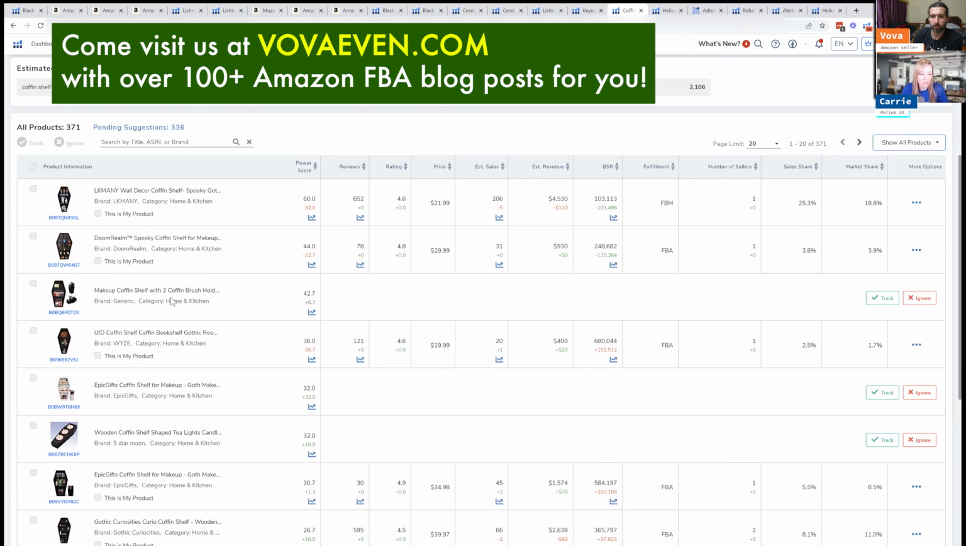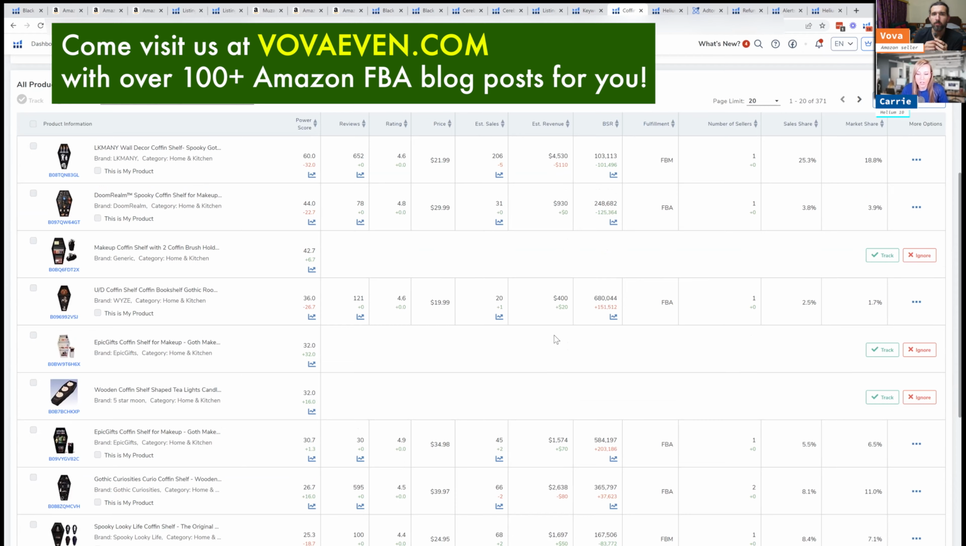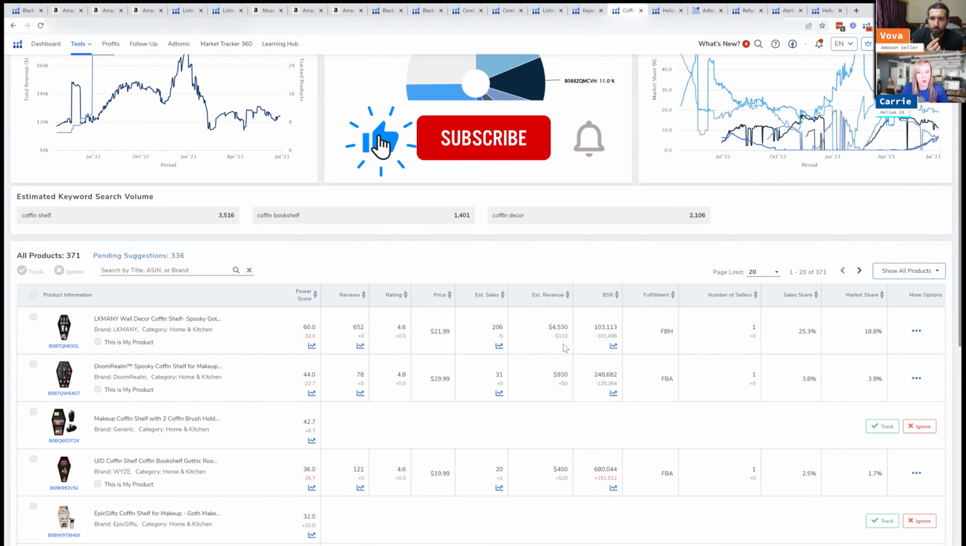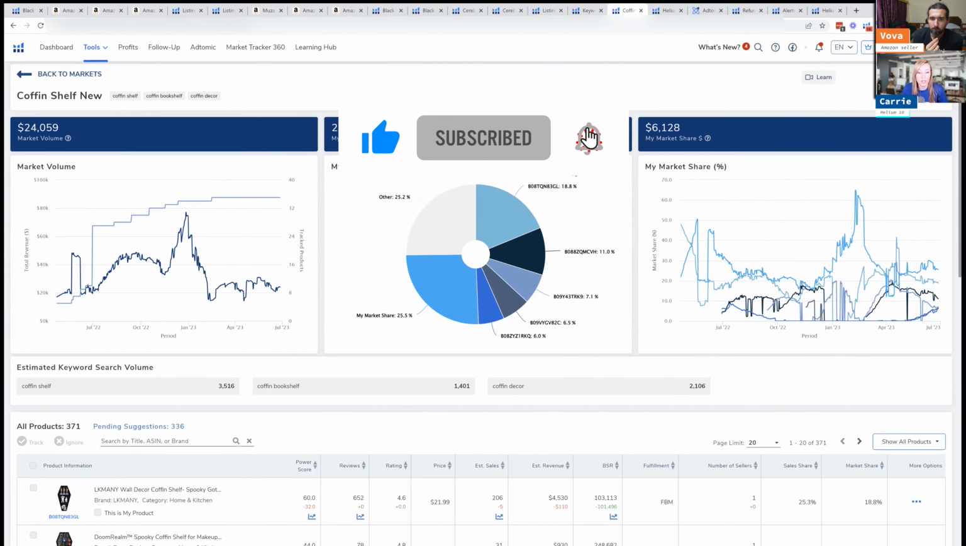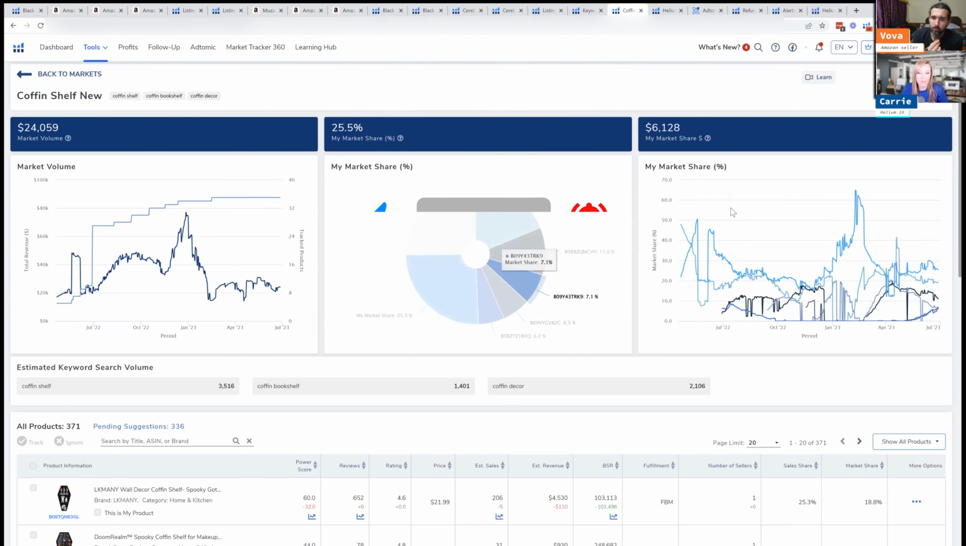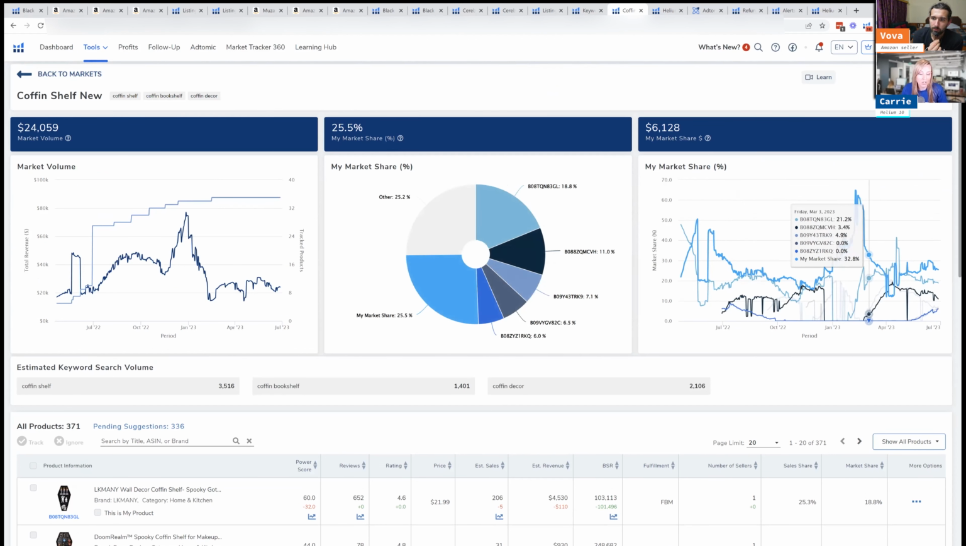This is a coffin shelf. It's a makeup thing. So maybe not, but you can choose to add whatever is the most relevant to your market into here so that you can see those products on the graph and you can see your market share compared to those products. So really it's a very helpful tool.